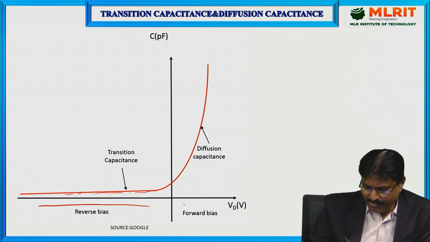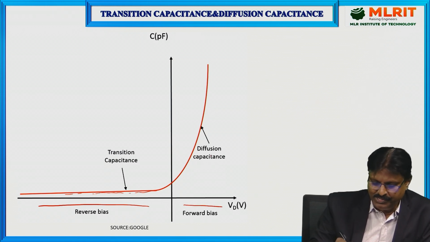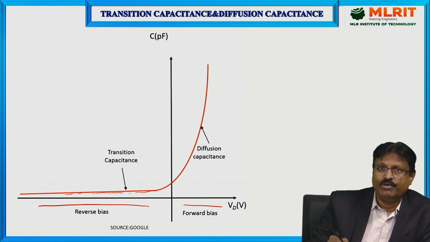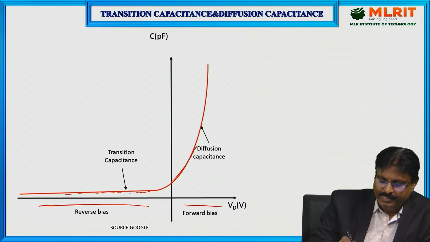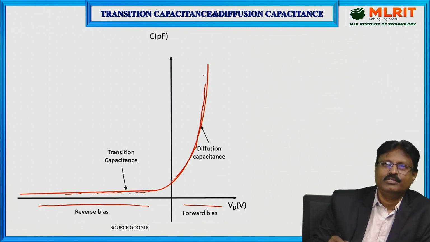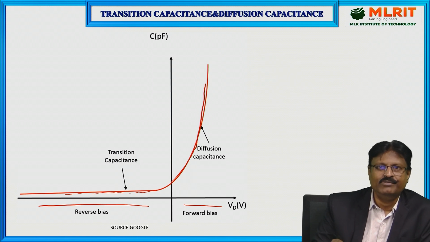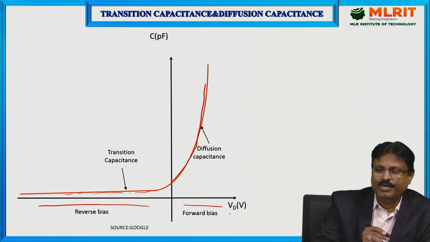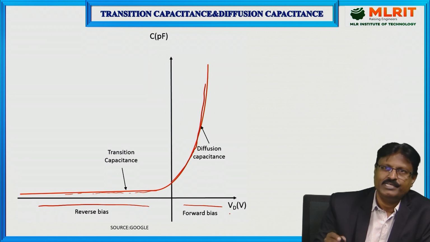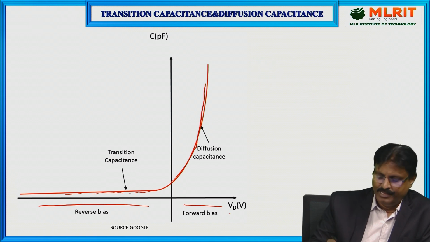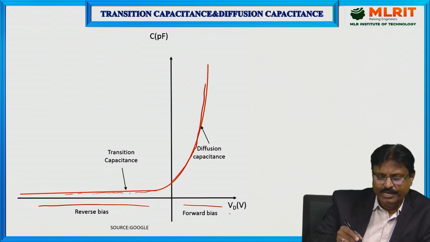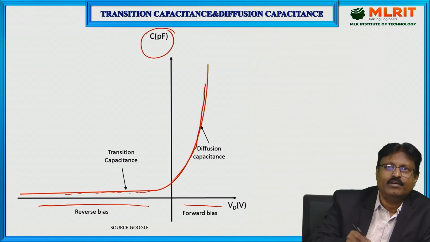Similarly, for the forward bias, what about the diffusion capacitance? If you go on increasing the forward biasing voltage, as you can see here, the capacitance goes on increasing. Why? Because the amount of stored injected charge inside the device increases. Most of the holes will be pushed from the p side to the n side, and most of the electrons from the n side to the p side, as you increase the applied forward biasing voltage. The units of this capacitance are in picofarads.